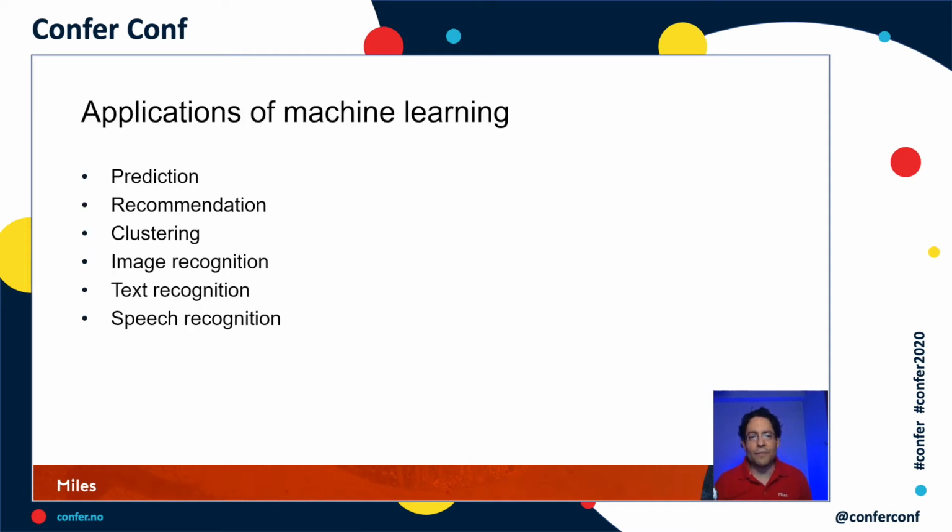So some applications of machine learning is prediction. You can, for example, do a prediction of house prices based on historical prices, or you can make recommendation. You can build a recommendation engine, so you can recommend products that a customer should buy based on products that he bought historically. You can make clustering to cluster customers, for example, into customer groups. You can make image recognition or text recognition or speech recognition.